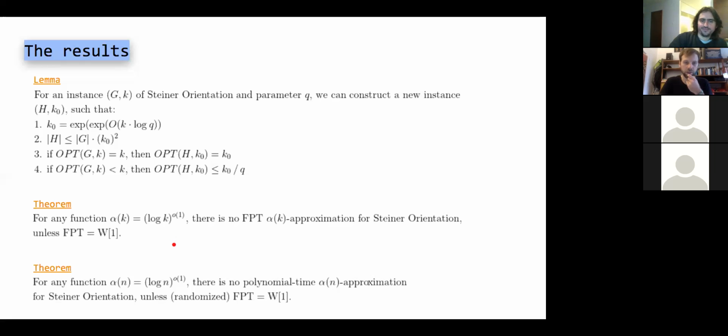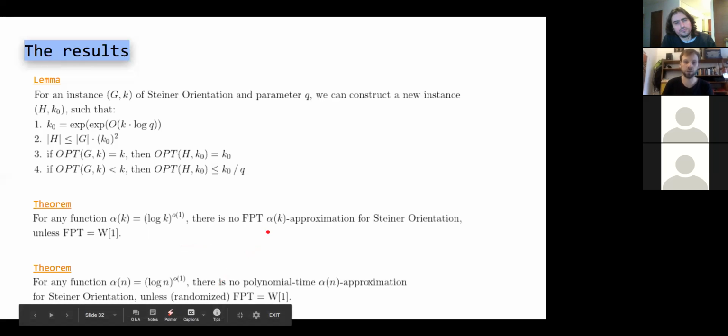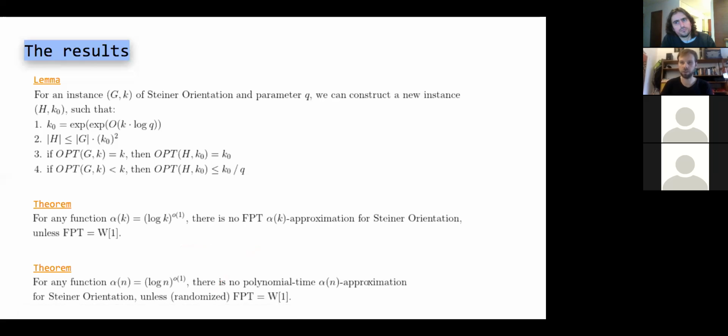And one remark, that this construction was randomized at the moment when I talked about the Chernoff bound. In a parameterized reduction, we can de-randomize this because everything is a function of k. So we can always just find on the side a family of tuples, which is fine. But in the polynomial time reduction, we cannot really afford this. So the reduction is then randomized. And in the second result, we need to assume that the class W1 doesn't admit randomized FPT algorithms.